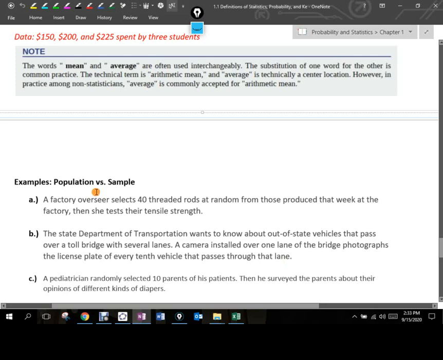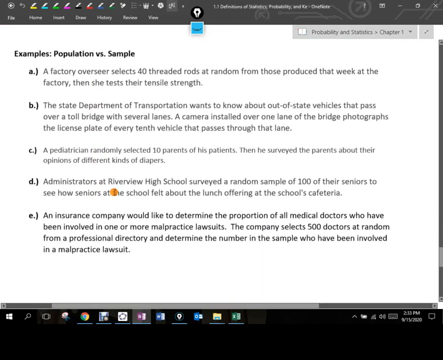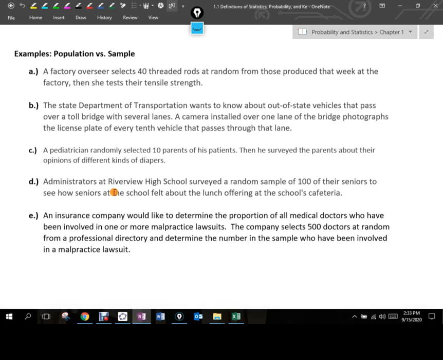So we've got some examples of population versus sample. These are similar to what you saw in Schoology if you've done that yet. Remember to do this tomorrow evening. The first one says a factory overseer selects 40 threaded rods at random from those produced that week at the factory. She then tests their tensile strength.